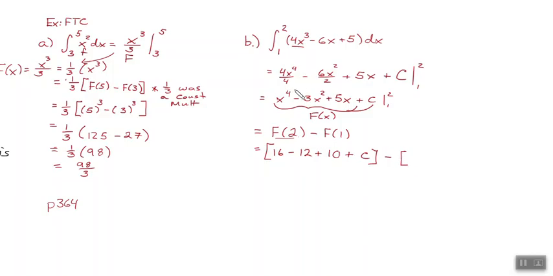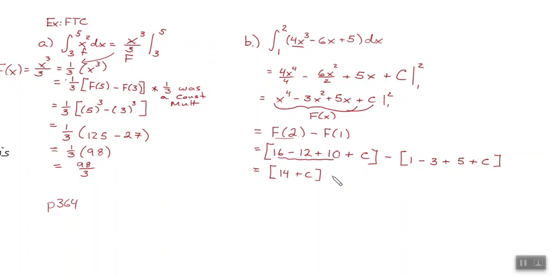F of 1 looks like 1 to the 4th is 1, minus, what's 3 times 1 squared? 3. Plus 5 times 1 is 5, and still plus c. I'm going to do 2 more steps here, just to make sure it's really clear. All I'm going to do is clean up each of them. This thing, what's 16 plus 10, minus 12? 24, 14, plus c. That's what these change into, right?